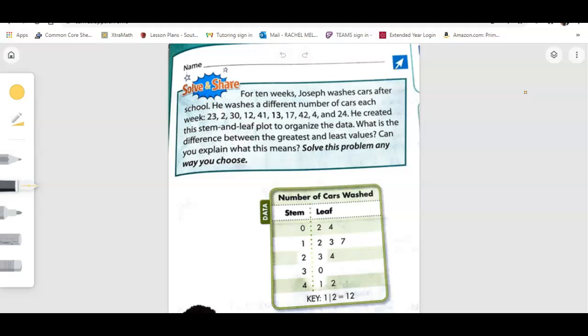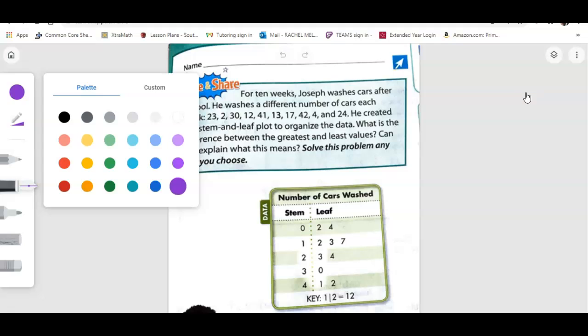It says, for 10 weeks, Joseph washes cars after school. He washes a different number of cars each week. So it gives me that data: 23, 2, 30, 12, 41, 13, 17, 42, 4, and 24. He created this stem and leaf plot to organize the data. Oh, look at that question. What is the difference between the greatest and least values? Didn't I just say that's the most common question? Because it really is. So let's go ahead and look.